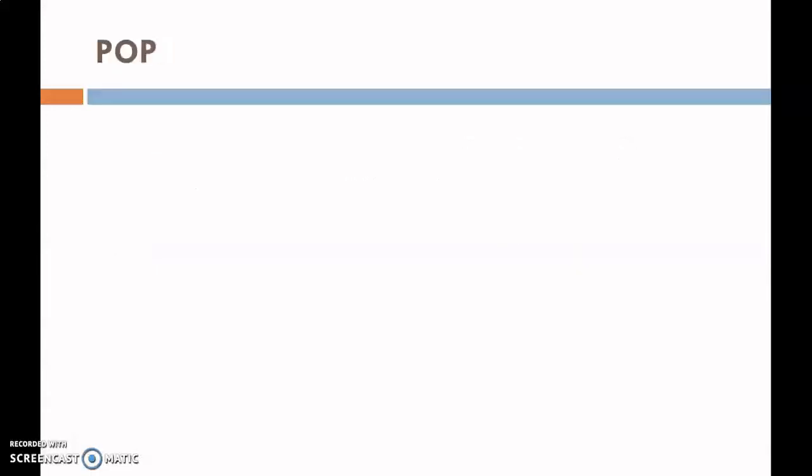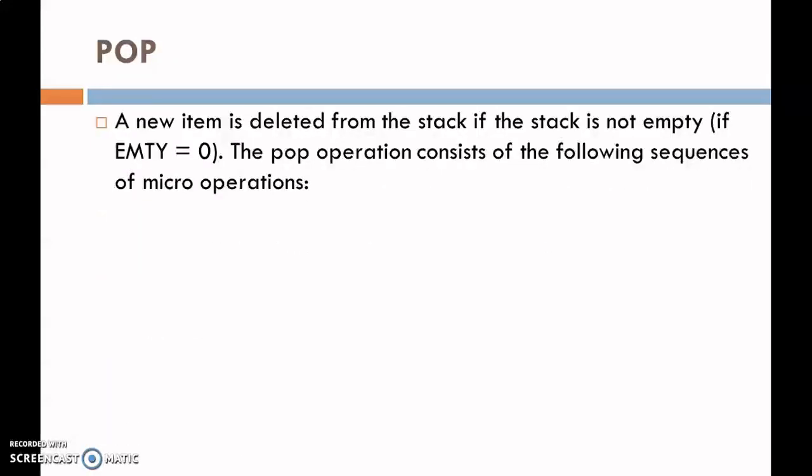Now the next operation is the pop operation. A pop operation is performed when there are items, that is, data, in the stack. If an item is to be deleted from the stack, the stack must not be empty, that means if empty equals 0, means the empty value is 0, then we can delete data items.